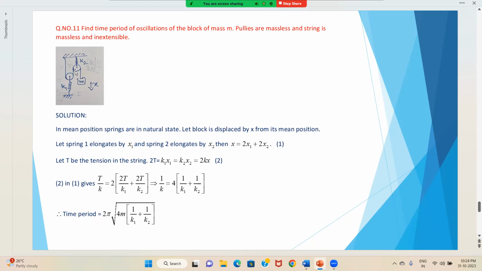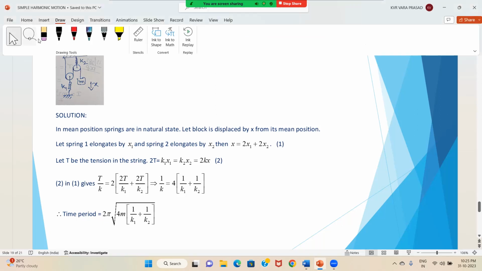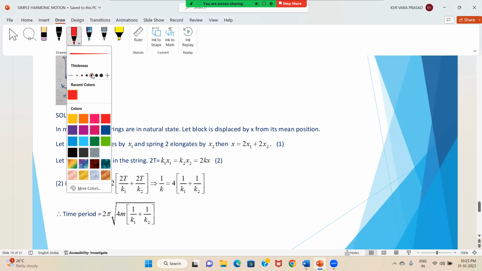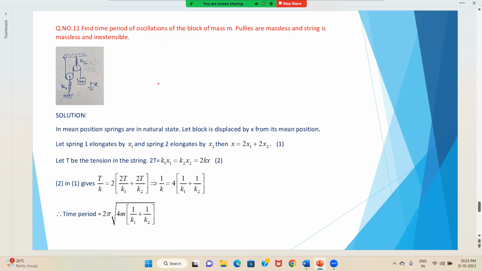Okay. Now, if the block is having displacement x downwards, see who provides the restoring force. Obviously tension has to provide the restoring force. Let us see how to calculate tension. Let us make a diagram here. Coming to the block, tension, that is upwards, provides a restoring force.